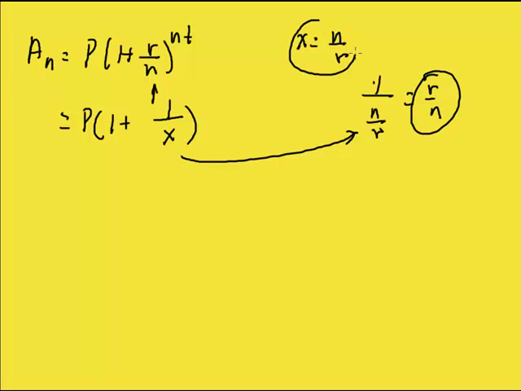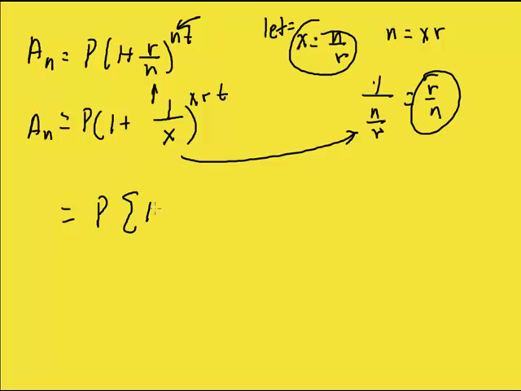If I let X equal N over R, I'm also going to rewrite N. Solving for N, N is equal to X times R. So I can substitute X times R, and I have a T. As you can see, I'm getting close to PERT. Now this is P times (1 plus 1 over X) raised to the power of X, and then all of that is raised to the RT.